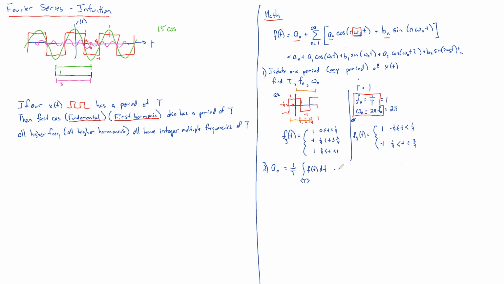dt. So for this particular example, this would be equal to 1 over 1 times, we're going to have to break this integral up into 2 parts because we've defined it over 2 parts. So one part would be between minus 1/4 and 1/4, and the function here is 1 in that area, plus the integral over the rest of the period, and it's negative 1 in that area.